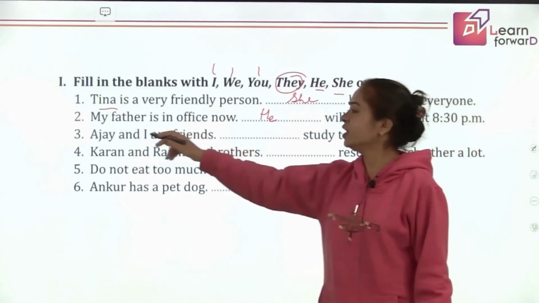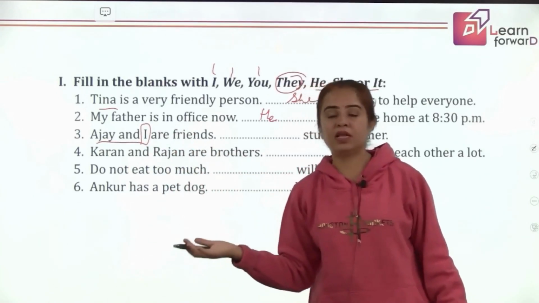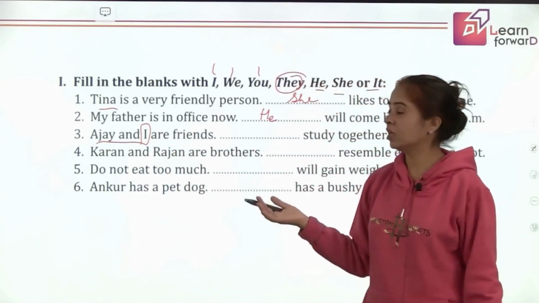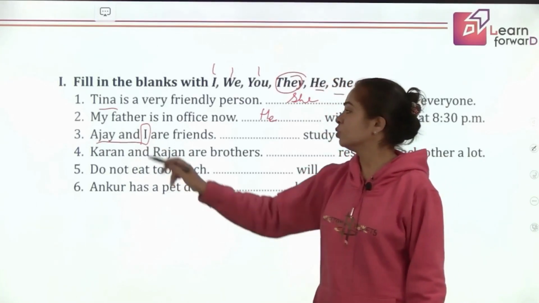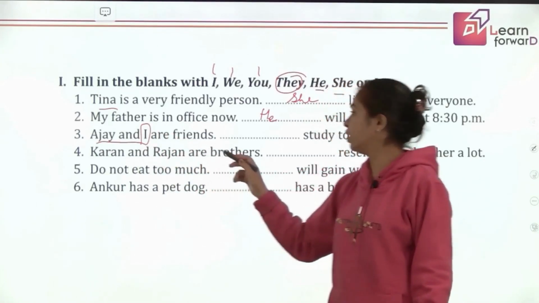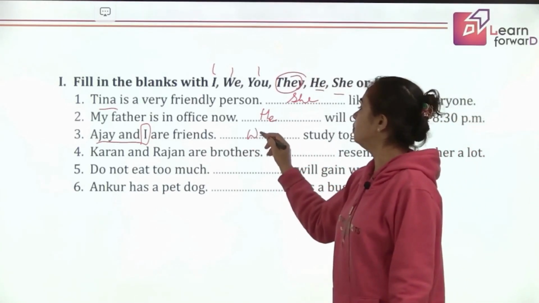Next, Ajay and I. See, the speaker is including somebody else with himself. So Ajay and I, now they become plural. So Ajay and I are friends. We, the speaker has become plural now.